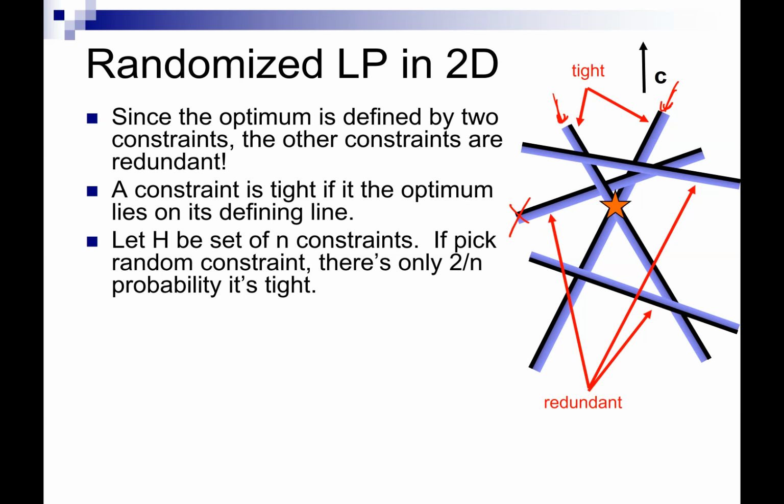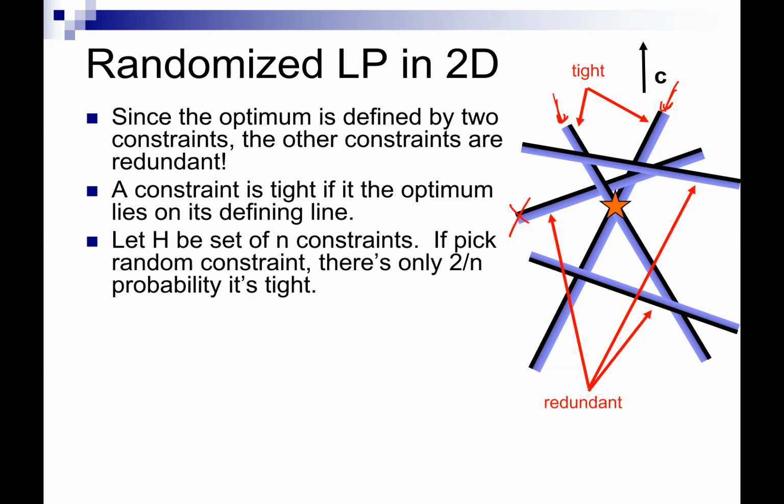Okay, so now suppose you have a 2D linear program. 2D means that we have two variables, like wheat and barley. Now suppose it's got n constraints. Previously we had 3 constraints, but now let's say that you have a lot of constraints. You have n constraints. Now what we know is that the optimum is defined by 2 of these constraints.